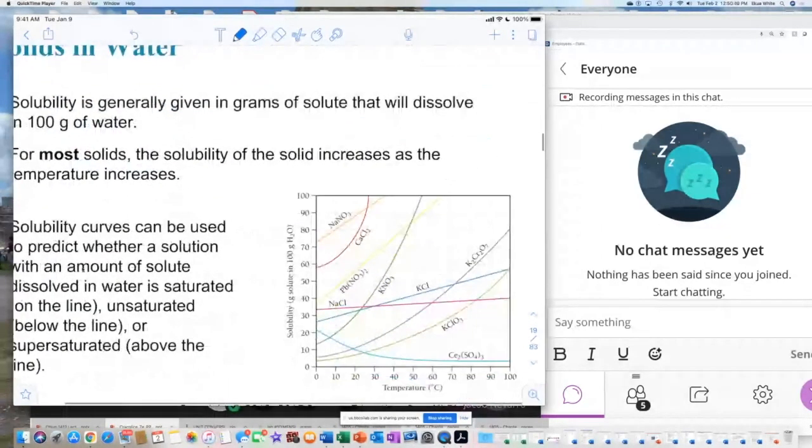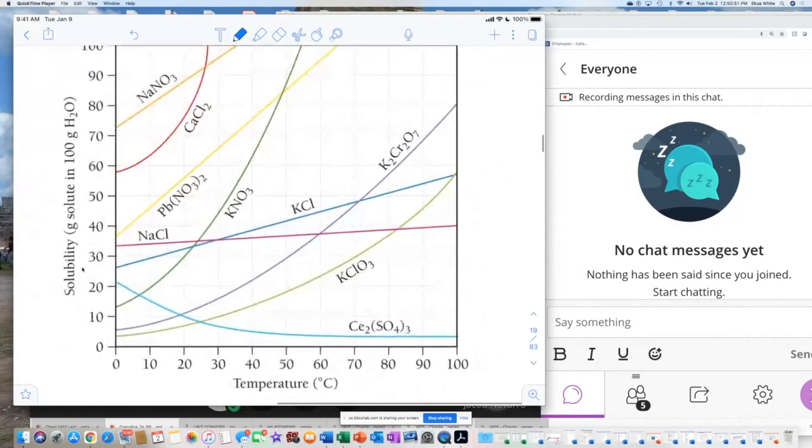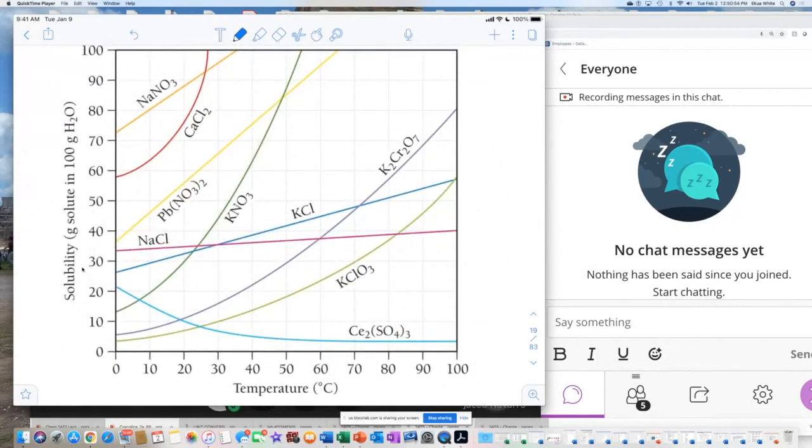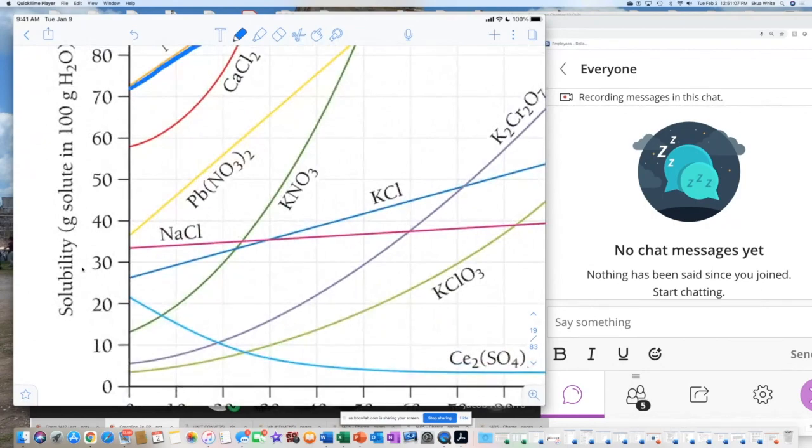So here in this picture, we're told that for the most part, solids will increase in solubility as temperature increases. That's what we're being told here. So you want to look at the solubility curve. Everything here increases in solubility as you increase temperature. Temperature is going from 0 to 100, right? Solubility increases. And here, once again, this is solubility. So the y-axis is showing you the amount, the grams of solute that can dissolve in 100 grams of water.